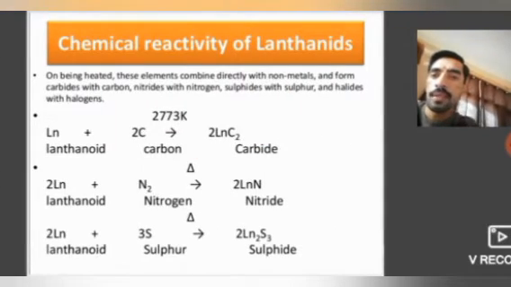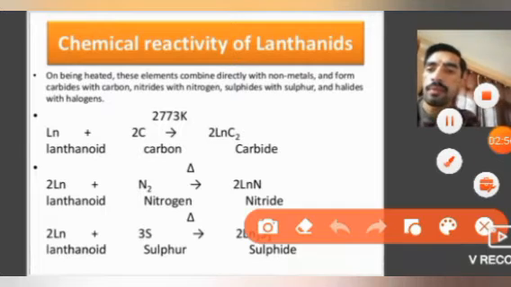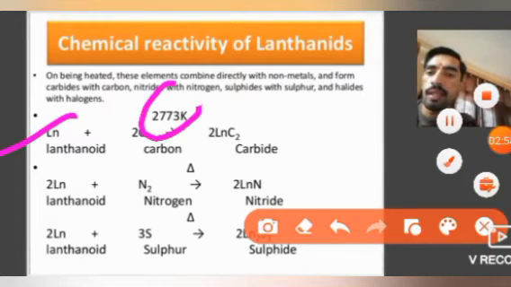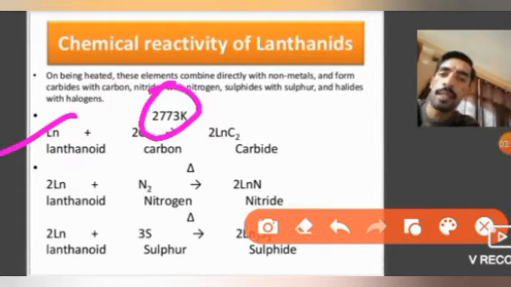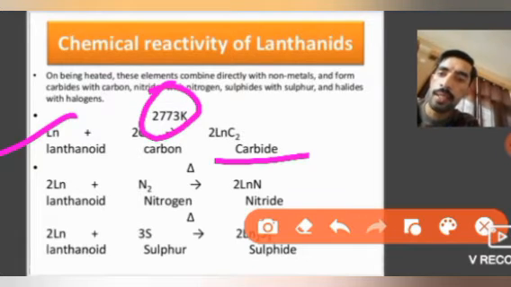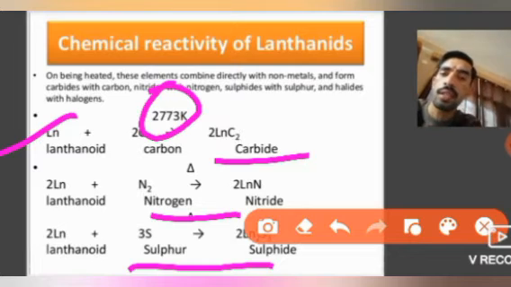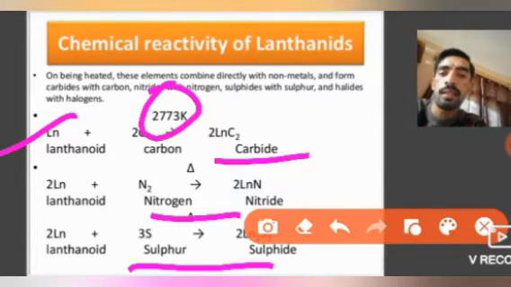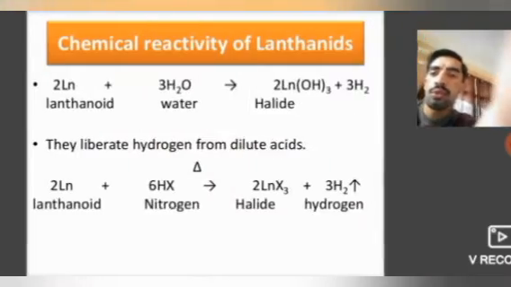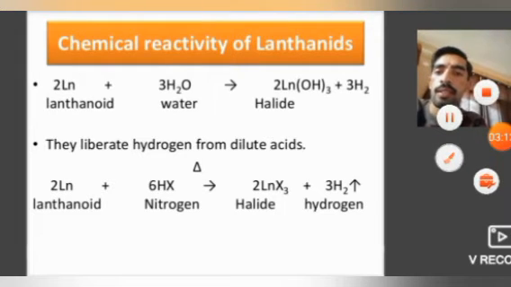Next is the chemical reactivity of lanthanide with carbon. With carbon at 2773 temperature, it will give carbide. With nitrogen, it will give nitride. With sulfur, it gives sulfide. It is not that difficult. It is very simple reactivity, so you just have to note it down and learn it.